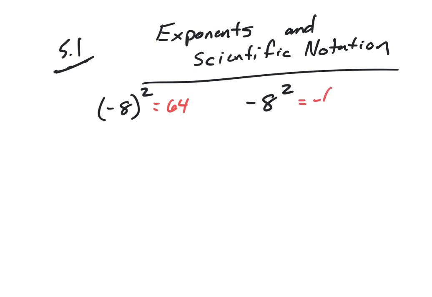This would be the same thing as this, where the only thing that's being squared is the 8 itself. The negative is not really attached to the 8, so we're only going to square the 8, and my answer here would be -64.